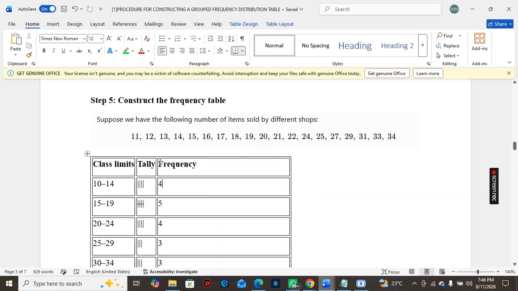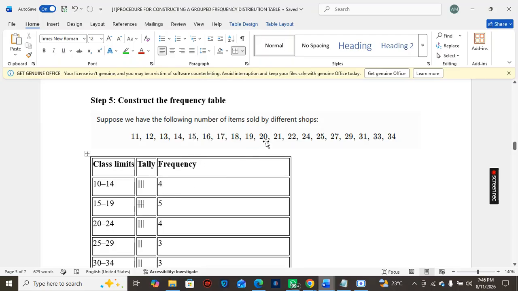Then from 15 to 19, how many numbers do we have? We have 15, 1, 16, 2, 17, 3, 18, 4, 19, 5. We have 5 numbers. So you put 4 sticks, then cross it. That means 5. So we have a frequency of 5.